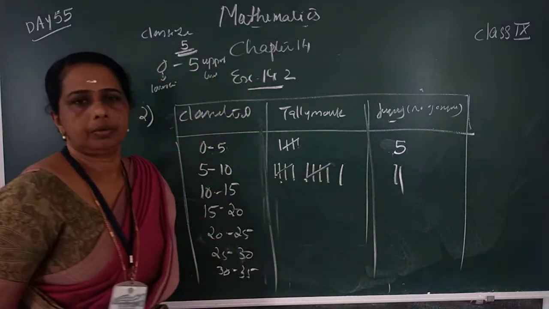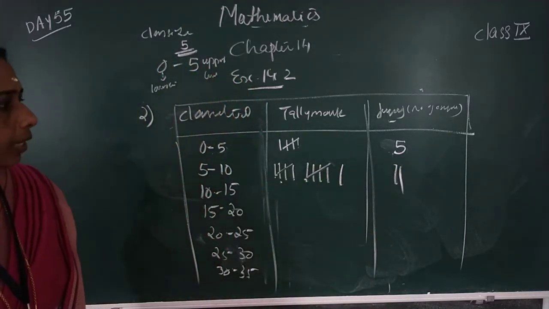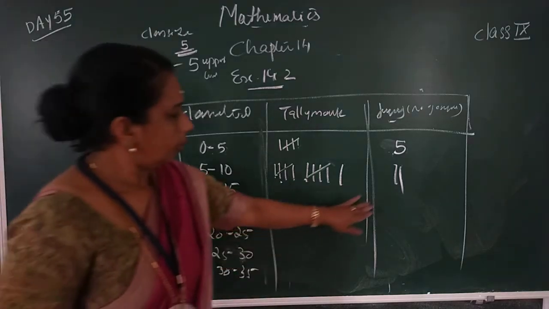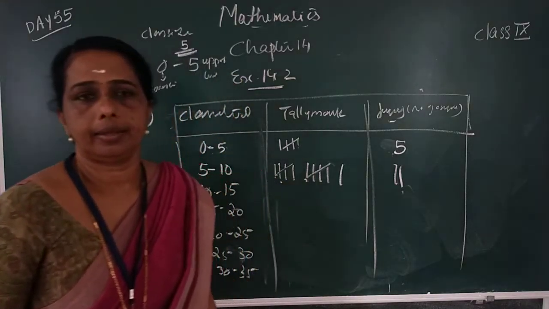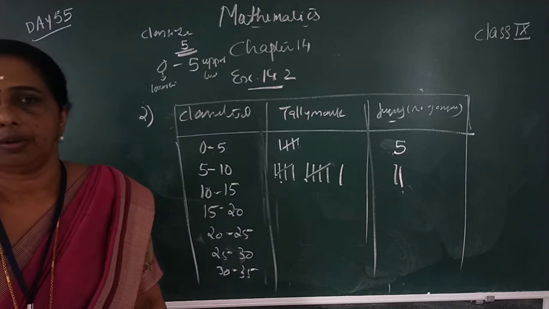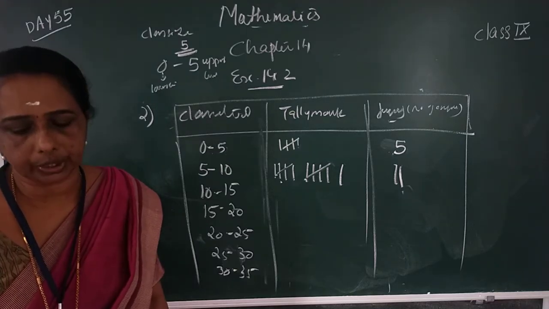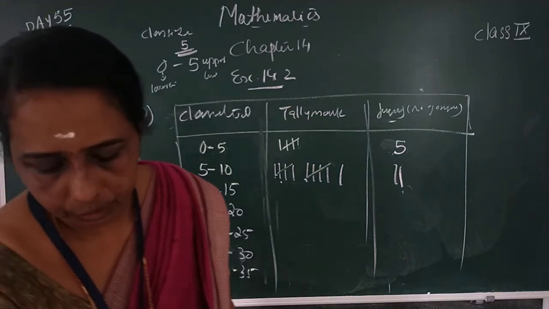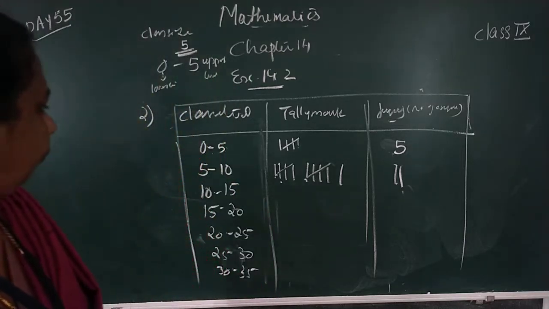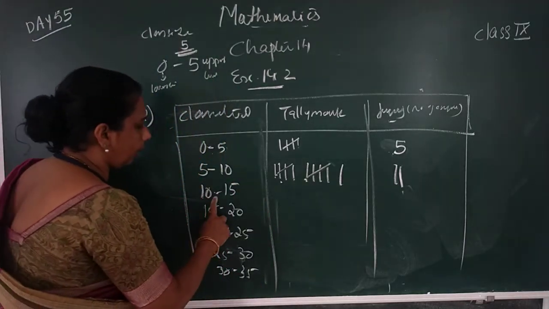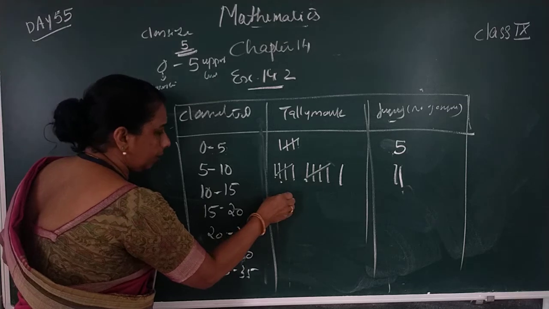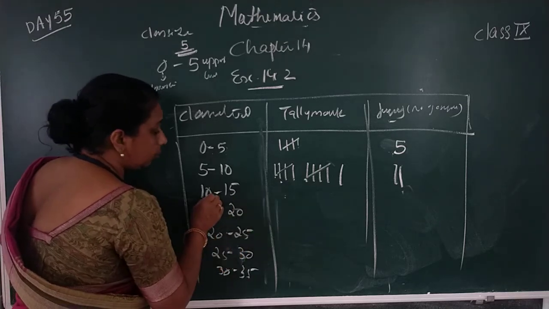So 11, you can see is 11. This way we can prepare a grouped frequency distribution table. The next one is 10 to 15. That means we only have to mark the tally marks 10 to 14.